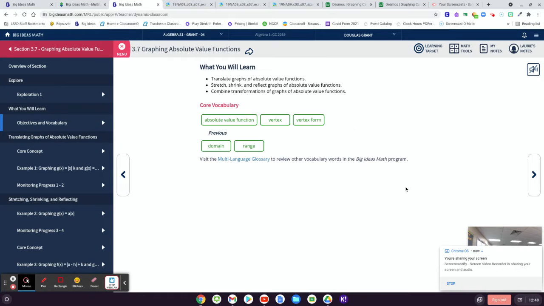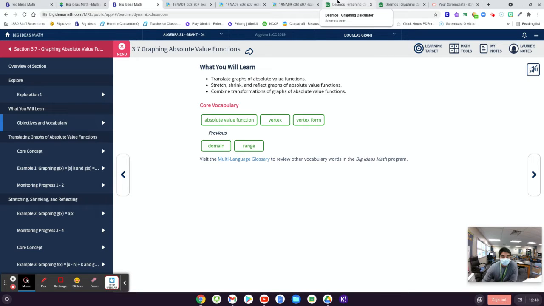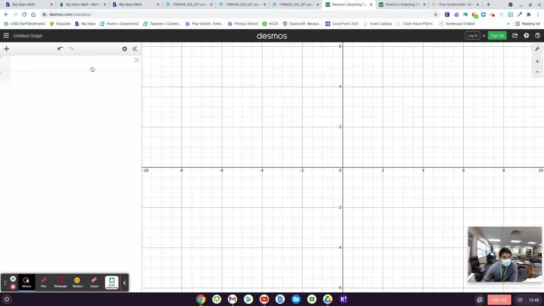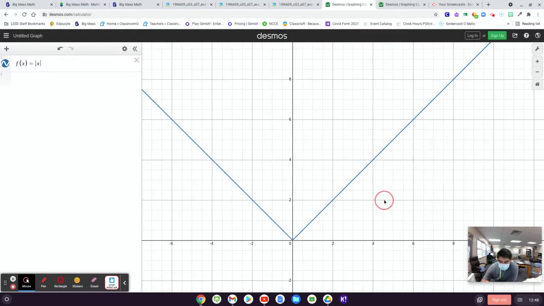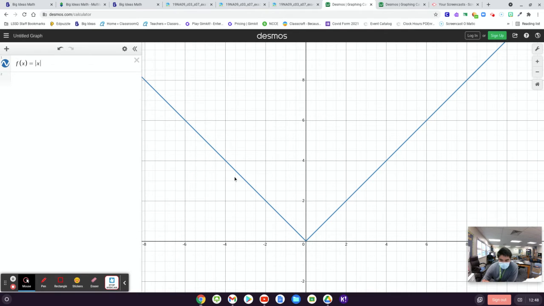Hello everyone, today we're going to be talking about the absolute value function. And here is what the absolute value function looks like. I'm on Desmos right now, and if I graph the absolute value function, it looks like this. F of x is equal to the absolute value of x. It has this V shape, and I'll tell you why it has this V shape.